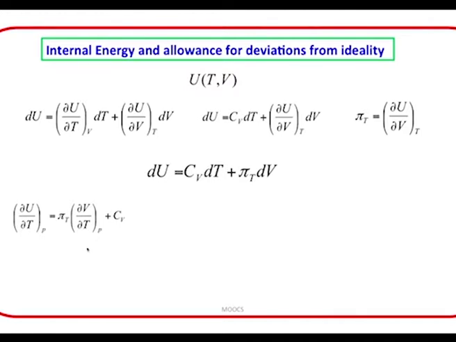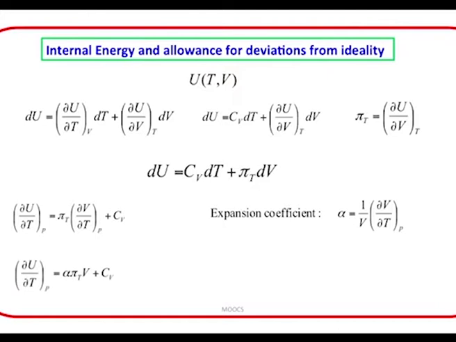And for an ideal gas, we will put π_T equal to 0 because we just discussed π_T is equal to 0 for ideal gas. If you substitute π_T equal to 0, then what we get is the following expression. When you substitute π_T is equal to 0, then Cv is equal to (∂U/∂T) at constant pressure. Whether you use this equation or this equation, when π_T is equal to 0, Cv is equal to (∂U/∂T) at constant pressure.